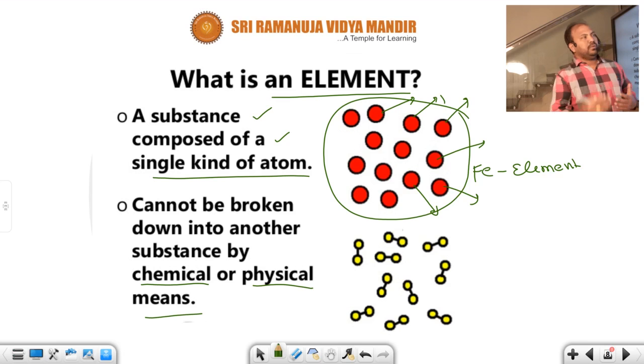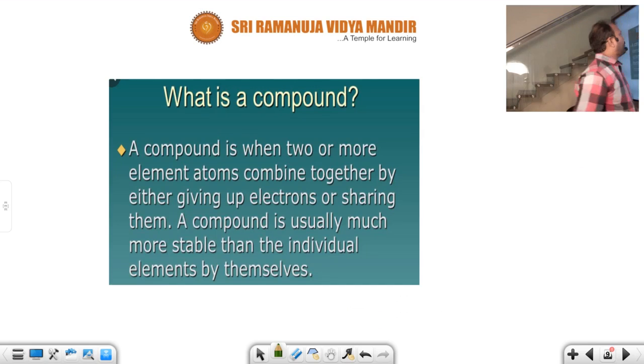Physical process means by using sieving, distillation, fractional distillation, steam distillation. So by using these methods we can't change which one? Elements, because elements cannot be broken down into simpler substances. I hope you are very clear, students.